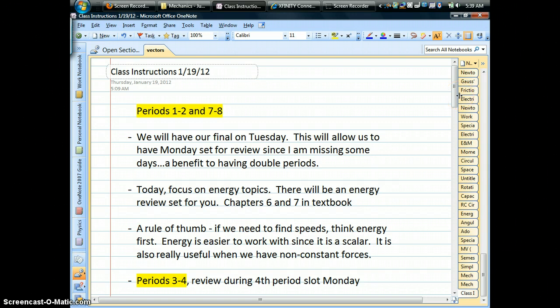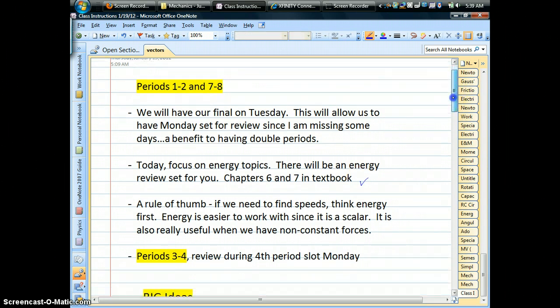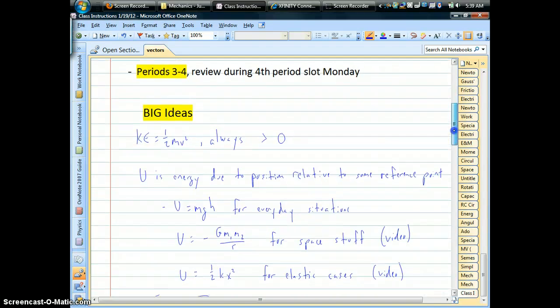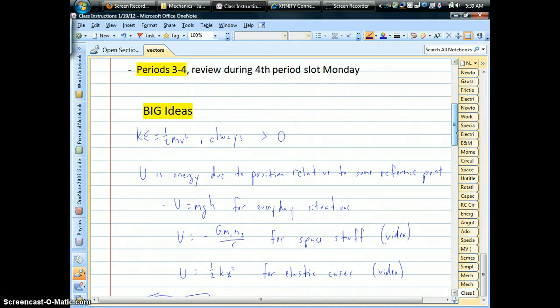Okay, so today let's keep the focus on energy. Yesterday, hopefully, you were able to review Newton's laws and motion in general. In the book, energy and work are done in 6 and 7. Okay, so the big idea is, of course, kinetic energy is always going to be there if you have motion. It's always a positive number.